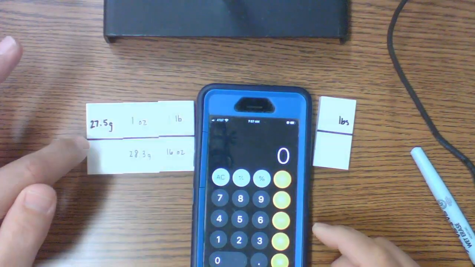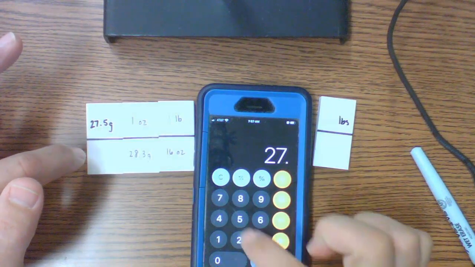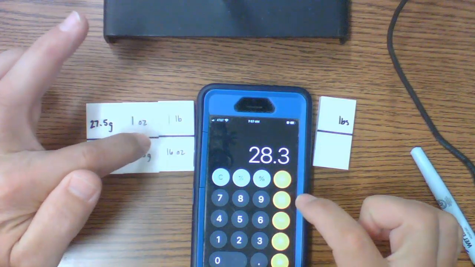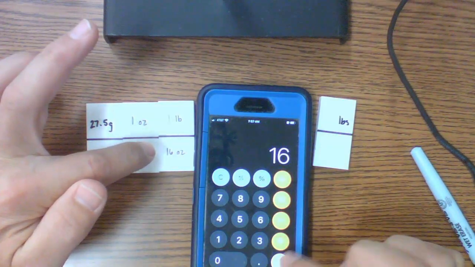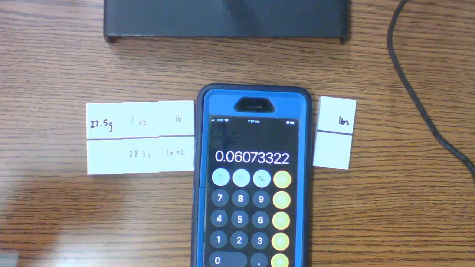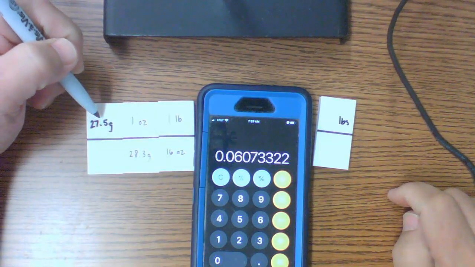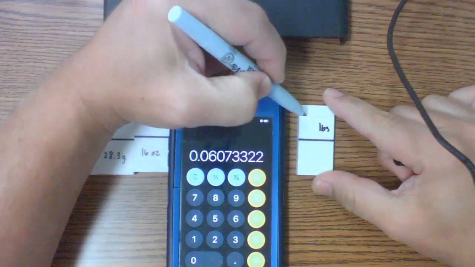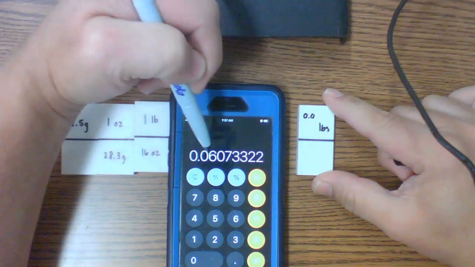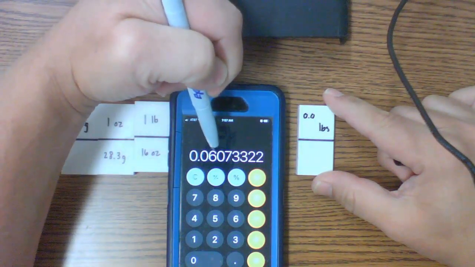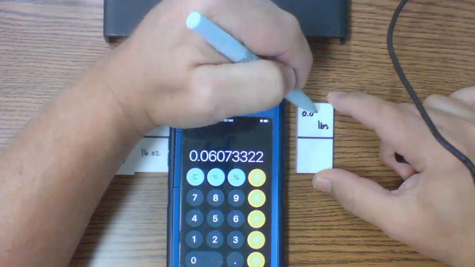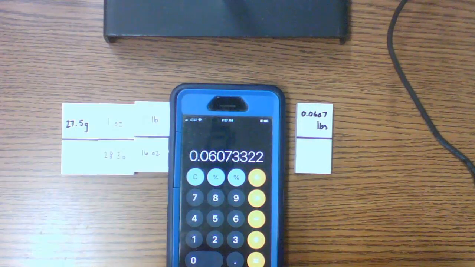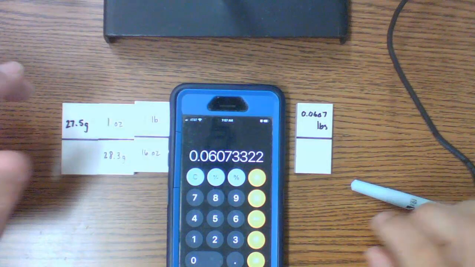So here we go. We've got our 27.5 grams. We're going to divide that by 28.3, and then divide that by 16, and that'll give us our answer. But remember, we need to have this to 3 digits. So 1, 2, 3 digits. That first 0 isn't really a digit that counts, because those are placeholders. So I'm going to go 607. That's my 3 digits. So obviously a pound is really big when we compare it to a gram. Okay, and there's our answer for that one.